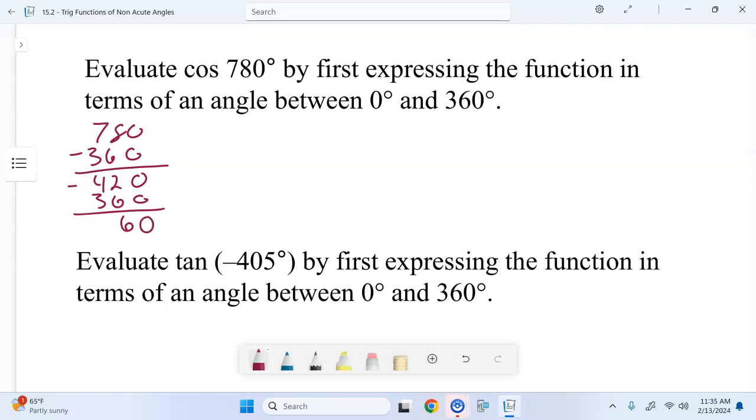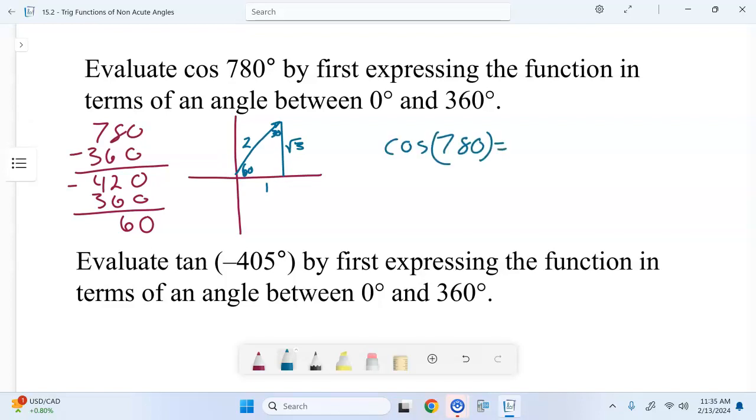Is that in standard position? Yeah, what quadrant are we in? One. So we got our first quadrant, 60 degrees. And since we're in quadrant 1, that's our reference angle. So we finish our triangle. The y value, what's that going to be? Opposite 60, √3. What's our x value going to be? 1. What's our radius? 2. What two sides do I need for cosine? The cosine of 780 equals 1/2.